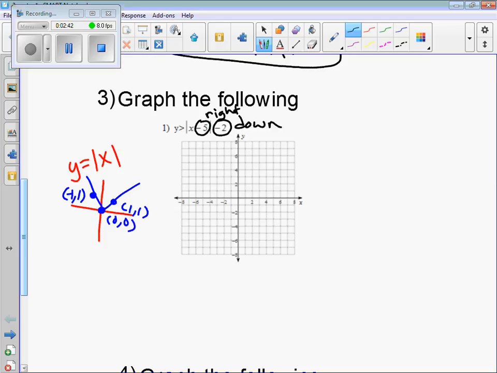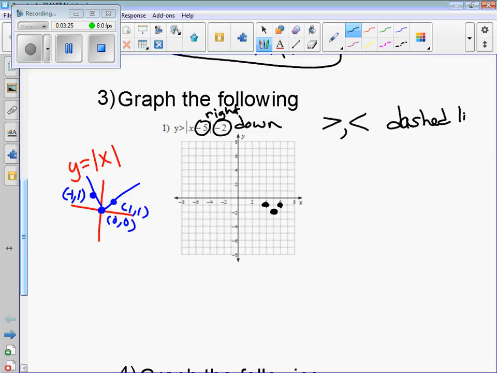So 0, 0 is going to go right 5 and down 2. Each point goes right 5, down 2. So 1, 1 goes right 5, down 2, and negative 1, 1 goes right 5, down 2. And you draw the graph. For this, less than or greater than is going to be a dashed line.